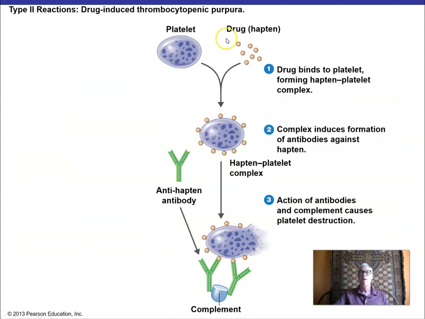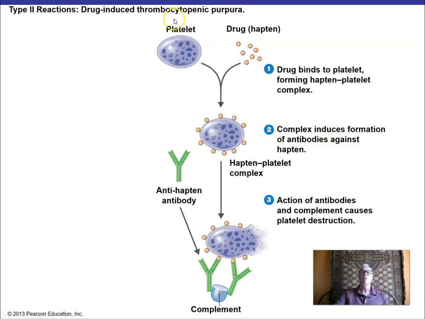Here's another example. Occasionally, rarely, but occasionally, when a certain drug is given to someone, it sticks to the surface of their platelets, some proteins on the surface of their platelets, their clotting cells or cell fragments, and the drug acts as a hapten and produces immunological reactions. And so now we have antibodies against the platelets themselves with that drug on there. Antibodies activate complement when they bind to the platelets, and now we have platelet lysis. And the problem is now we're going to run out of platelets.